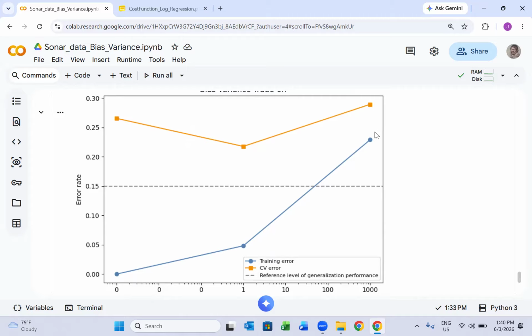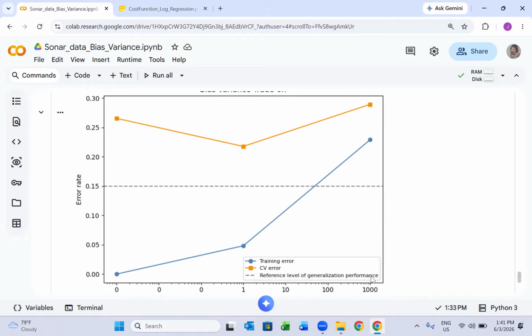And the second indication, because you need to put both things together, is that we don't see that big gap in performance between training data and cross-validation data. Okay, so if we put both things together, because we don't see a big gap between training performance and cross-validation performance, and because for both training data and cross-validation data the performance is bad. Why are we saying that it's bad? Because it's way above the reference level. Because of that, we can claim that model number three, the one obtained with lambda 1000, has high bias.